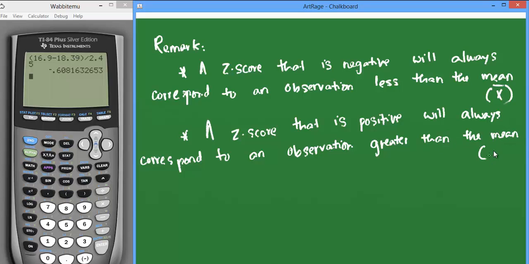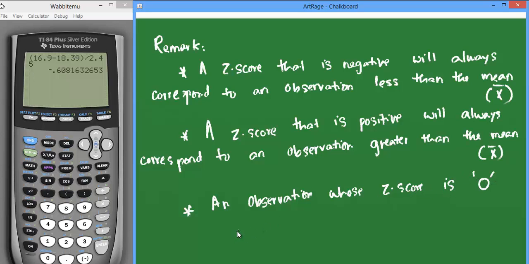X bar. So what would happen if the z-score is 0? An observation whose z-score is 0 will always be the mean itself.